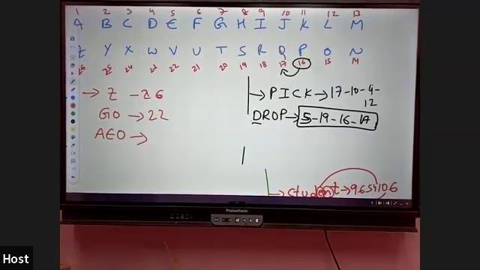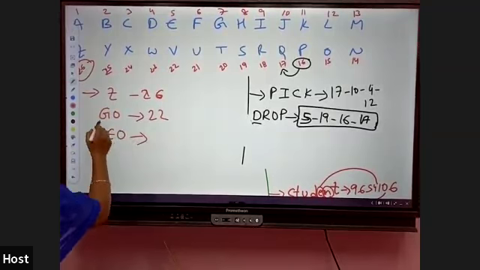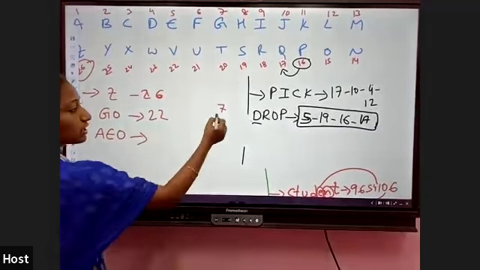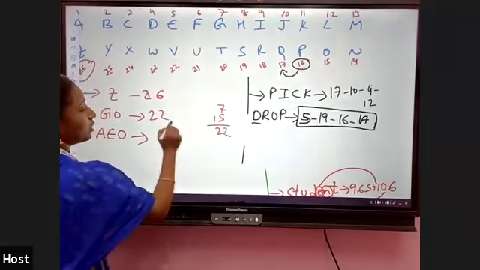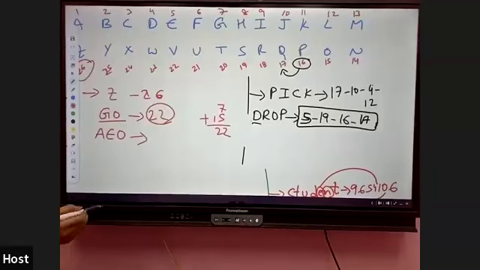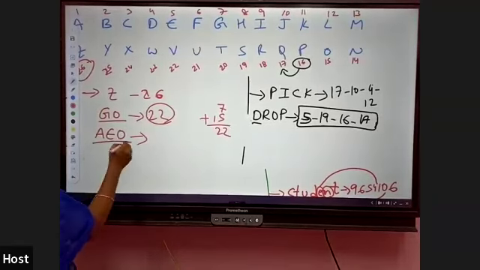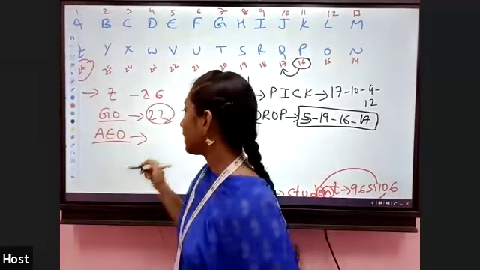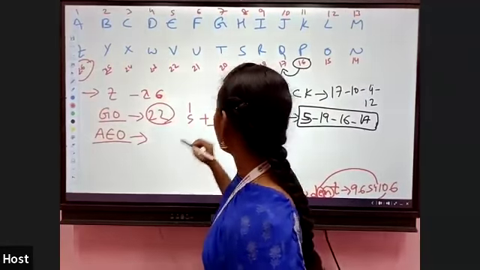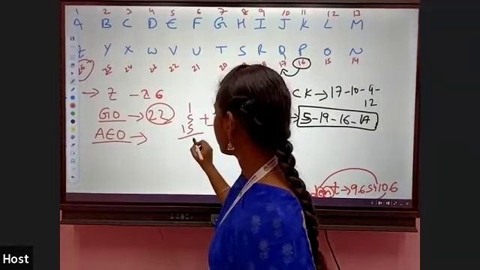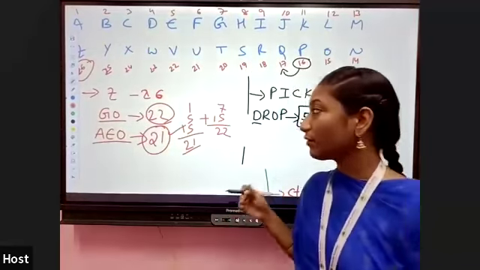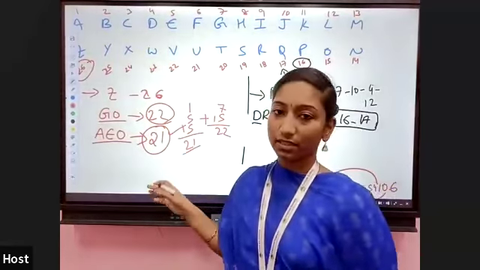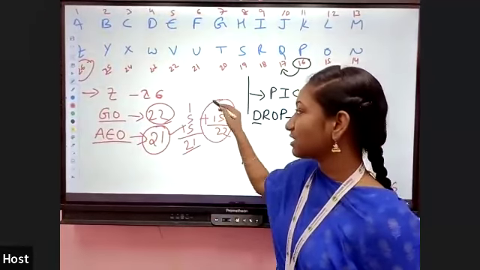So Z is 26. The original value of Z is also 26. Next go. The original value of G is 7 and O is 15. 15 plus 7, 22. So they add both values of the letters. Next, we should add the values of A, E, O. A means 1, E means 5, O means 15. 21. So the value of AEO is 21. So here we added the values of the given letters.